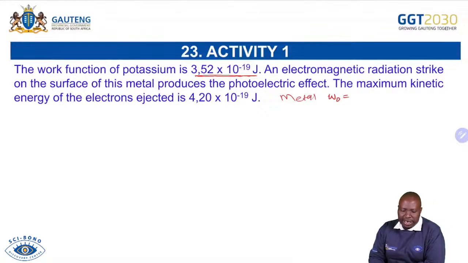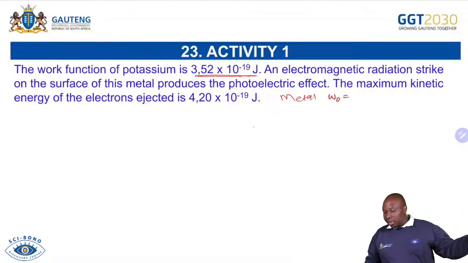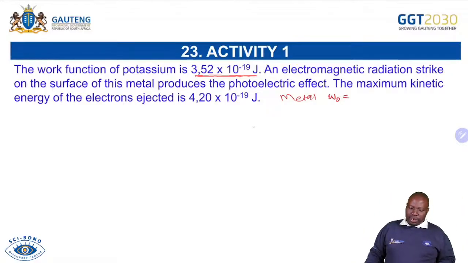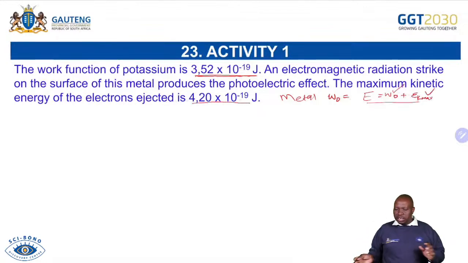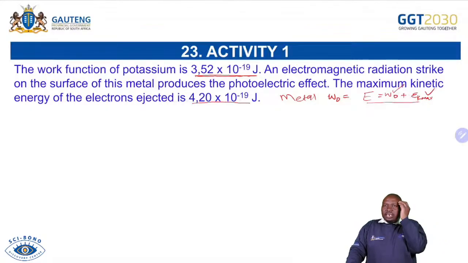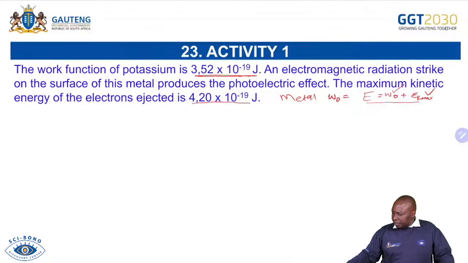An electromagnetic radiation strikes the surface of this metal and produces the photoelectric effect. When we say it produces the photoelectric effect, it means electrons are ejected, electrons are removed. The maximum kinetic energy of the electrons ejected is given. So we have W0, we have maximum EK, and we know that E equals that. Nice. So you can see already that by doing data collection, it helps you to understand what type of questions you might be asked. Now let's go.